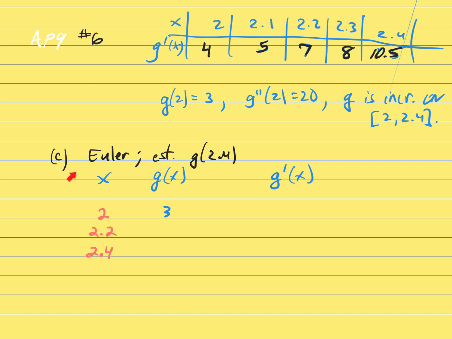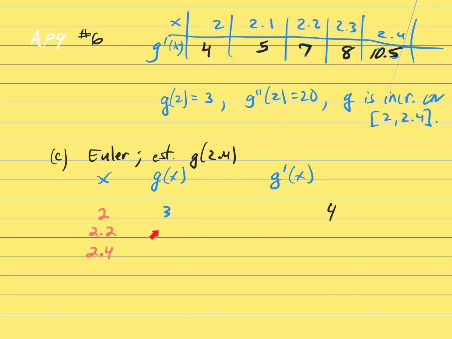Number 6, part C, use Euler's method to estimate the output when the input is 2.4. Use two equal step sizes, which means since we know what x and y is when x is 2, to get to 2.4, we're going to use a step size of 0.2. Euler's method requires that we know the slope at each point before we go to the next point. So the slope when x is 2, g prime of 2, is 4.